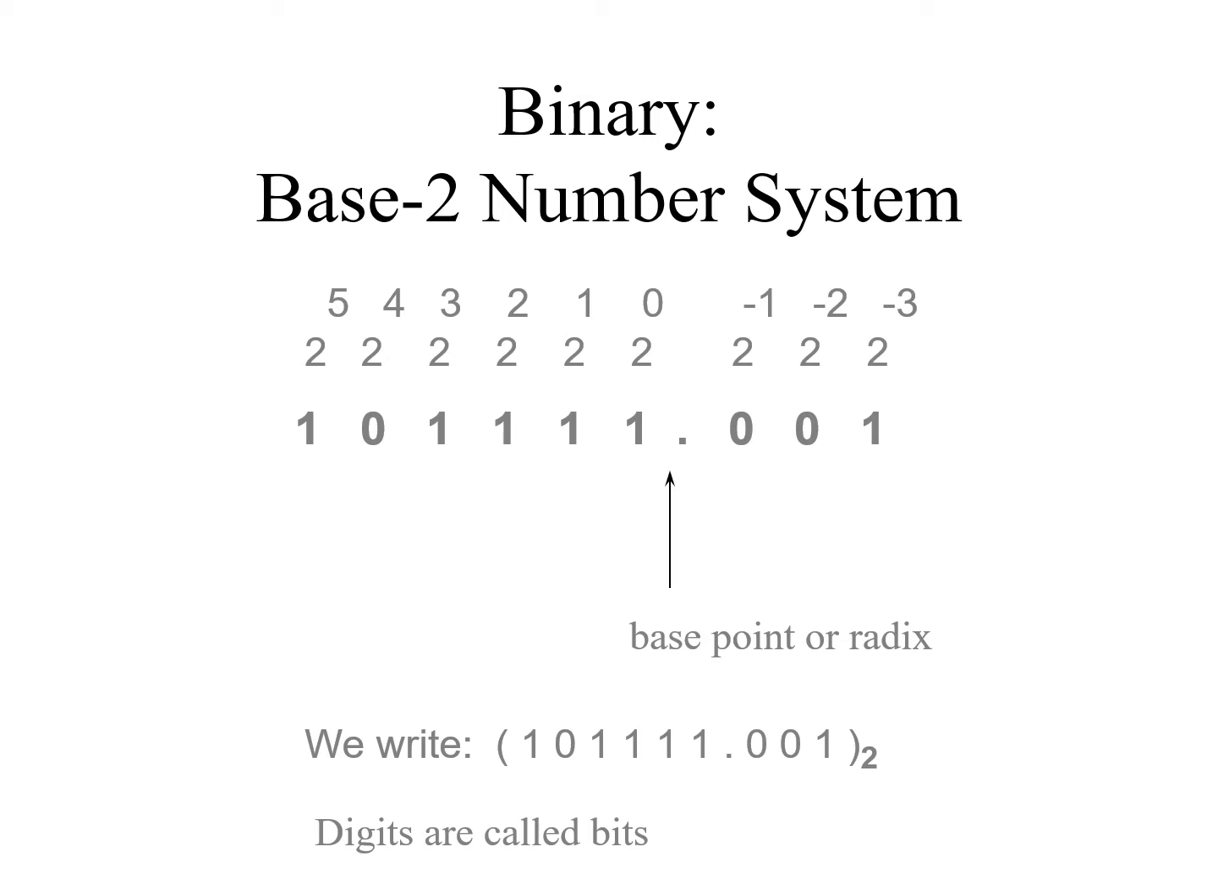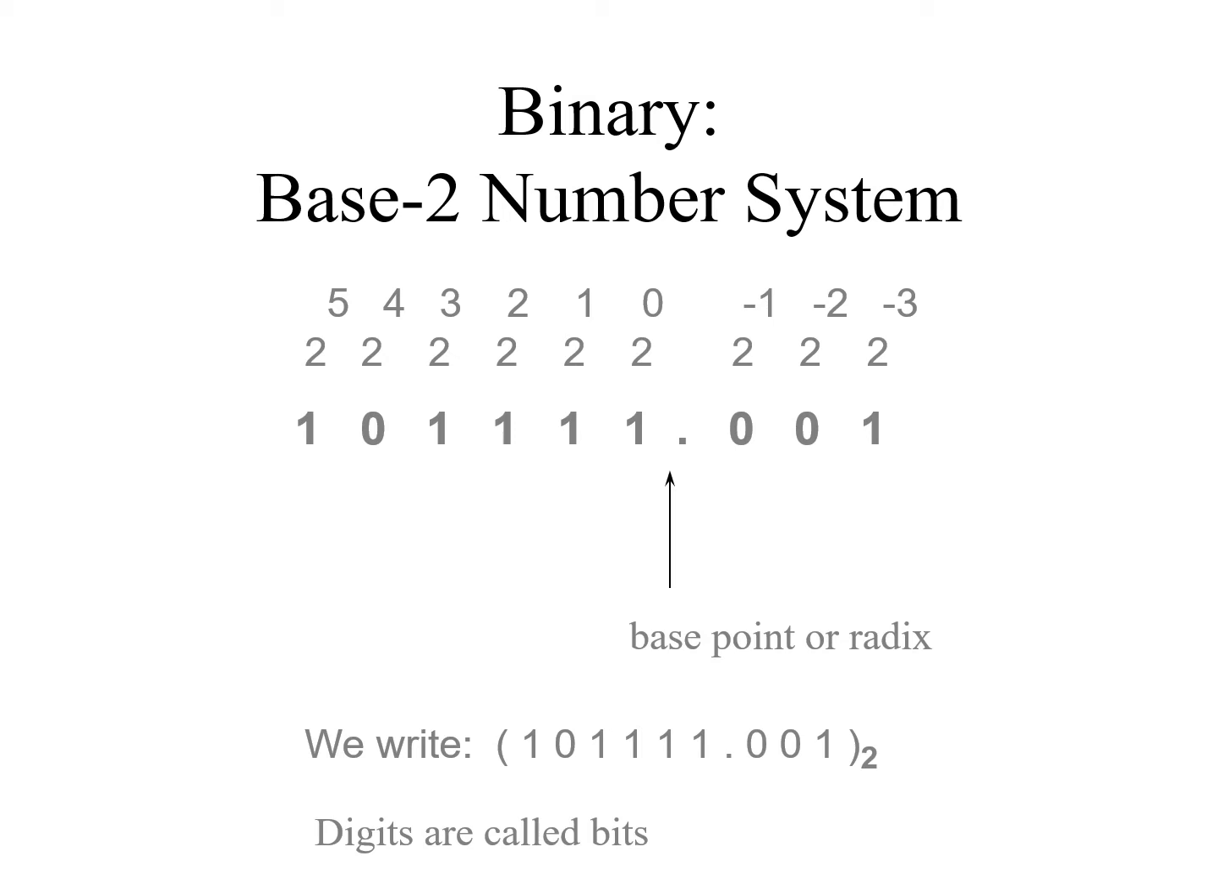Then after the decimal point, 0 is multiplied by 2 raised to power minus 1. After the decimal point, the power of the base is negative, starting from 1, not 0. Then the next bit is 0 multiplied by 2 raised to power minus 2, that is, the power is incremented by 1. The next bit is 1, which is multiplied by 2 raised to power minus 3. Then sum up all these, and we will find the number.